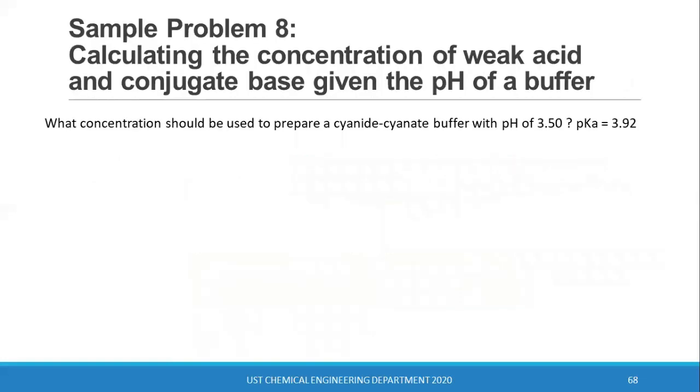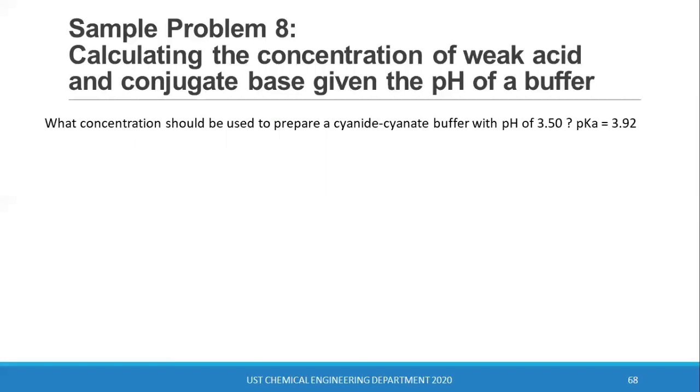Let us try solving sample problem 8, calculating the concentration of weak acid and conjugate base, given the pH of a buffer. In this problem, we are asked what concentration of the weak acid conjugate base pair should be used to prepare a cyanide-cyanate buffer with pH equal to 3.50 and pKa equal to 3.92. Because a buffer solution is involved, we will try to use the Henderson-Hasselbalch equation.